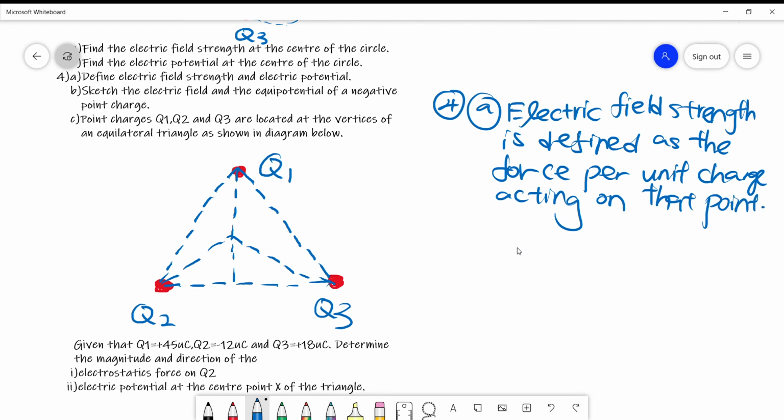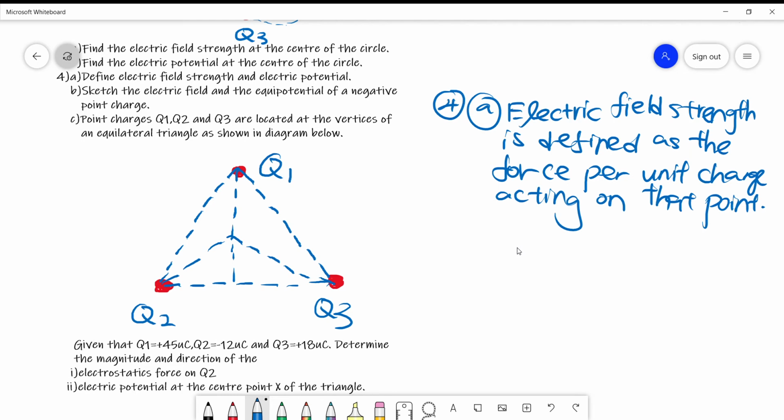So the electric field strength is defined as the force per unit charge acting on that point. That point is actually one of the points inside the region of the electric field. Okay, so this is electric field strength.